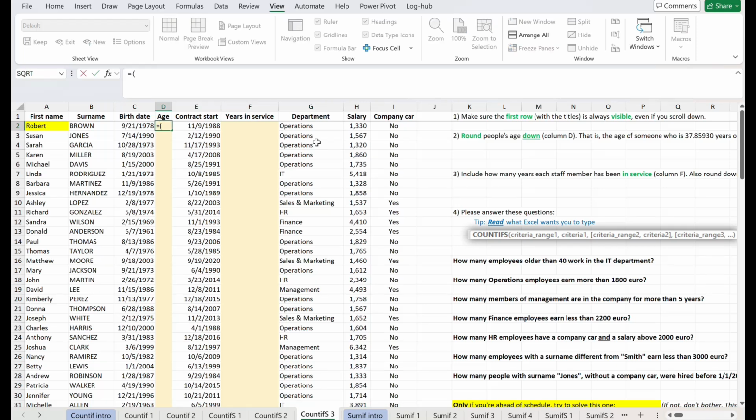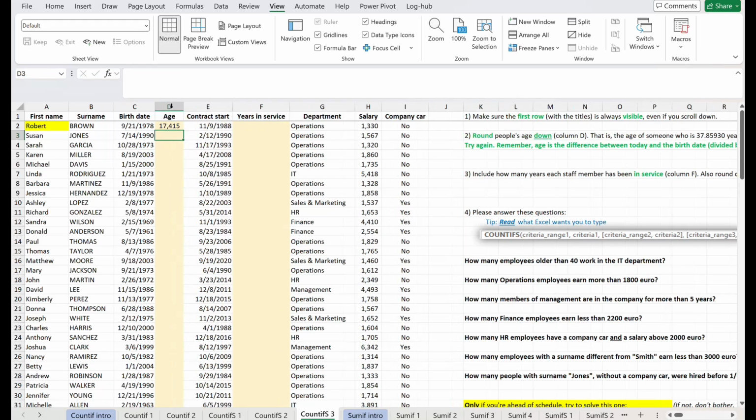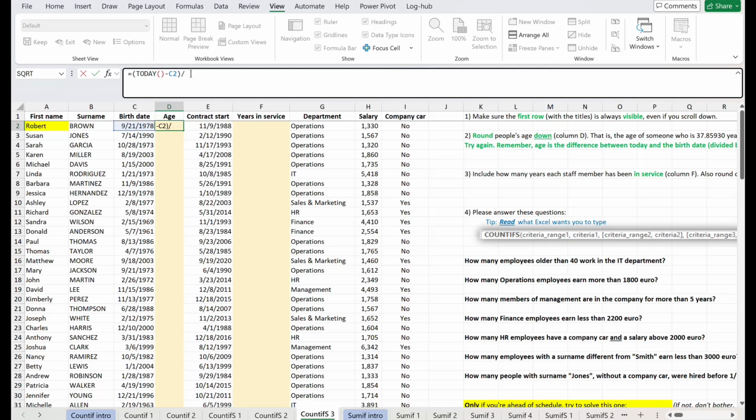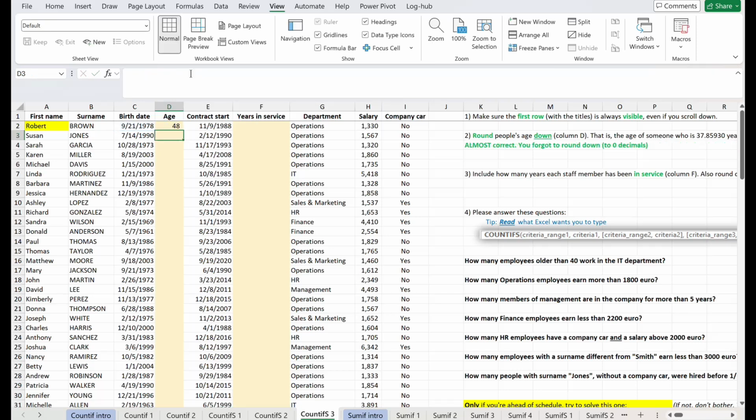We already did this, so we did that by subtracting, by doing today minus the birth date. If you do that, you get the amount of days. So this person, Robert, is 17,000 days old. We are not interested in the days, we're interested in the years, so we divide it by 365.